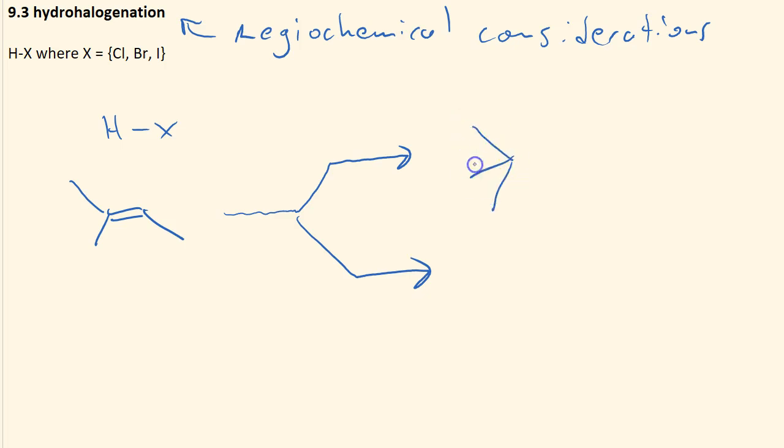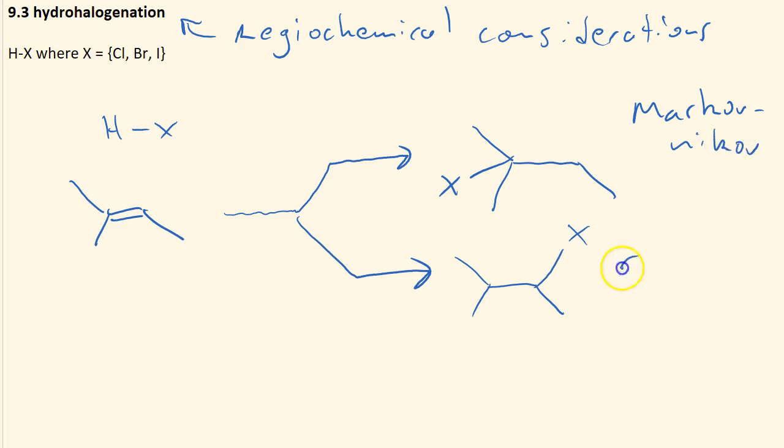Okay, so we can get this one where the halogen adds on the more substituted carbon, or we can get the one where the halogen adds on the less substituted carbon. And these are called Markovnikov and anti-Markovnikov. And it turns out that we can control whether we get Markovnikov addition or anti-Markovnikov addition. And that depends on the mechanism we go through.